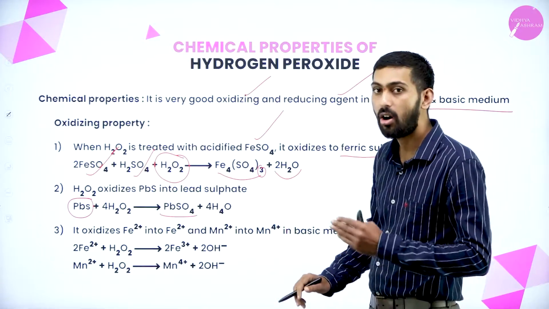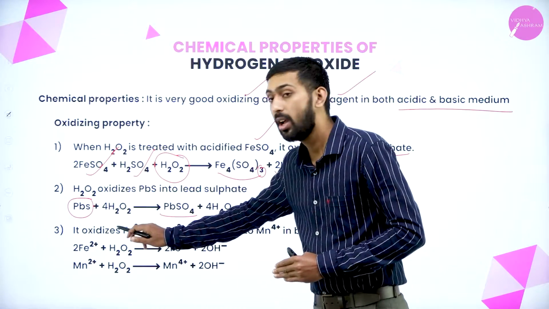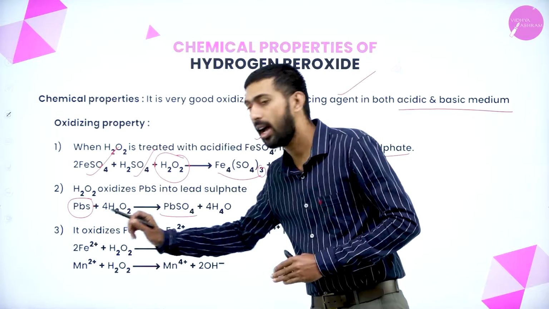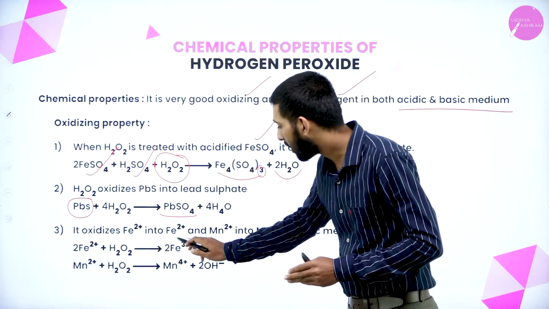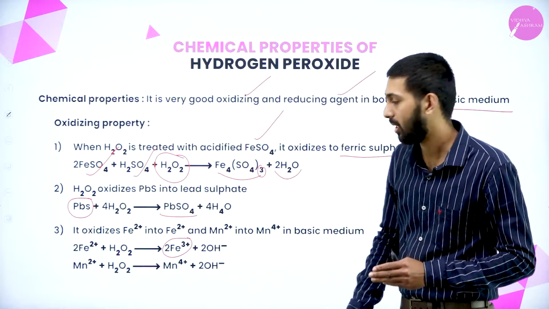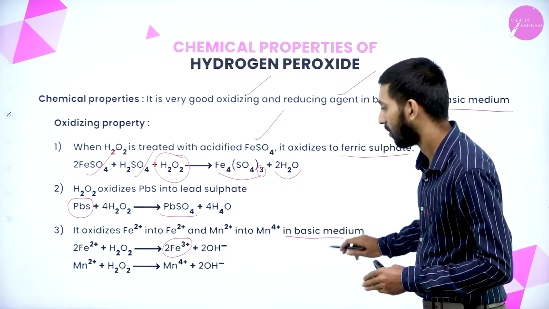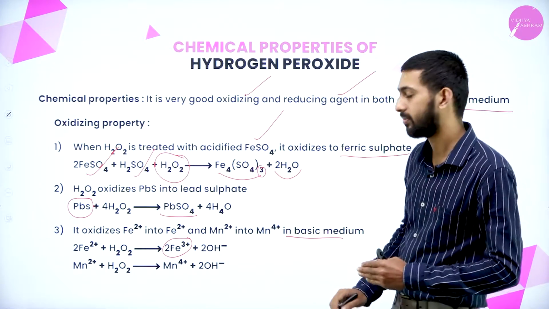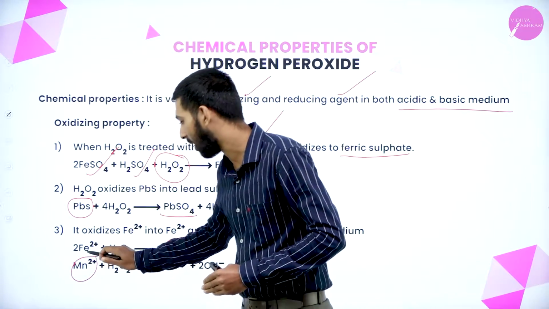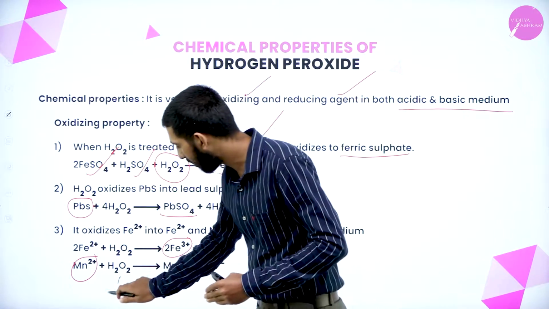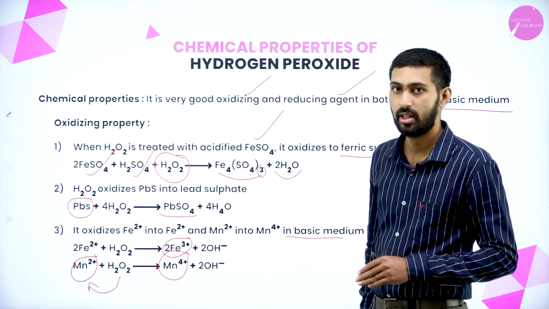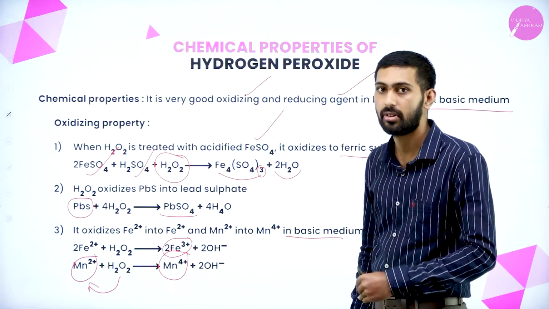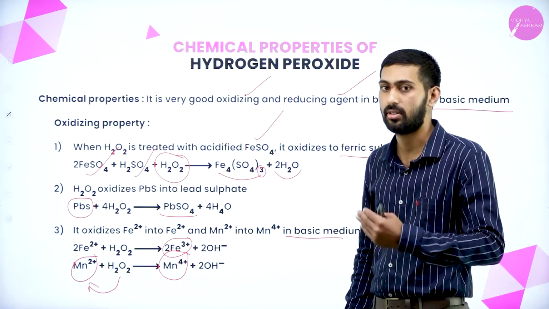Next thing is it oxidizes too. Here, if hydrogen peroxide is treated with iron, if you have the Fe2 plus ion, what will we get? It will be converted into the Fe3 plus ion. Here, take manganese, the Mn2 plus ion. If you add hydrogen peroxide to it, we will get the Mn4 plus ion. Again, it will lose electrons. Okay, so it is a reducing agent here.